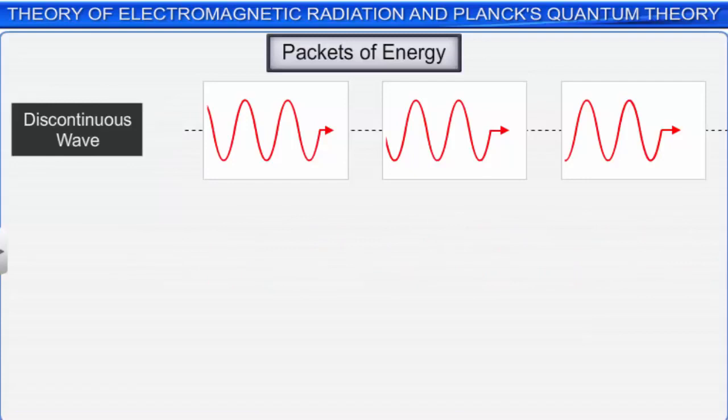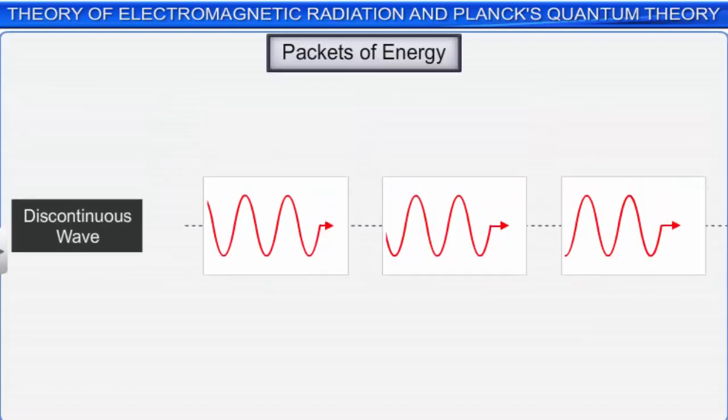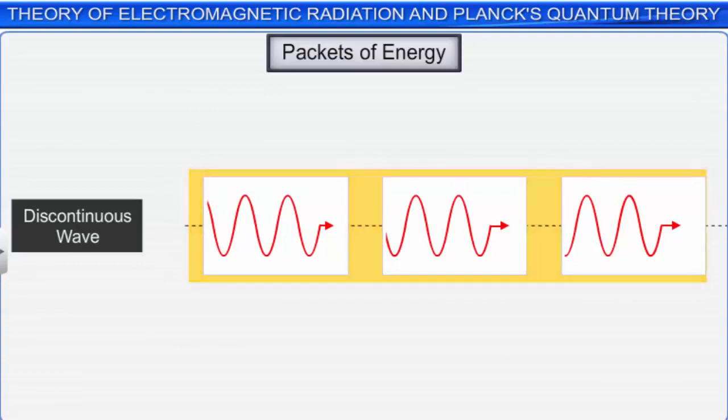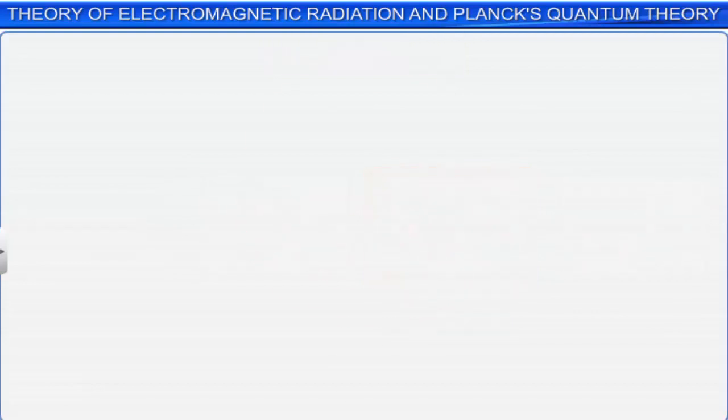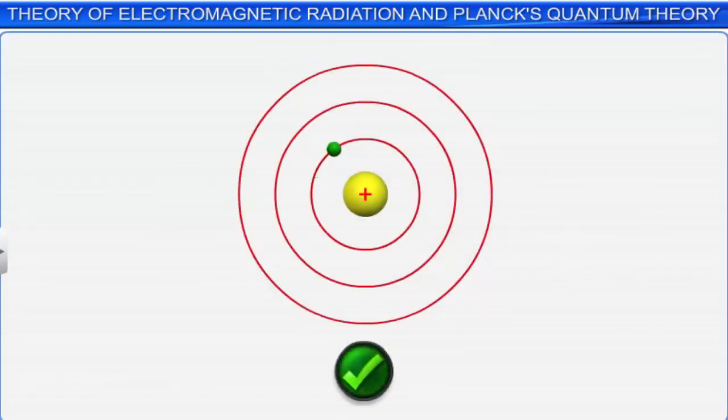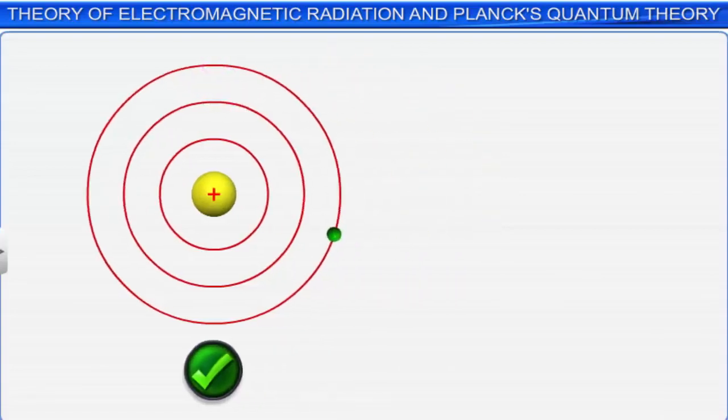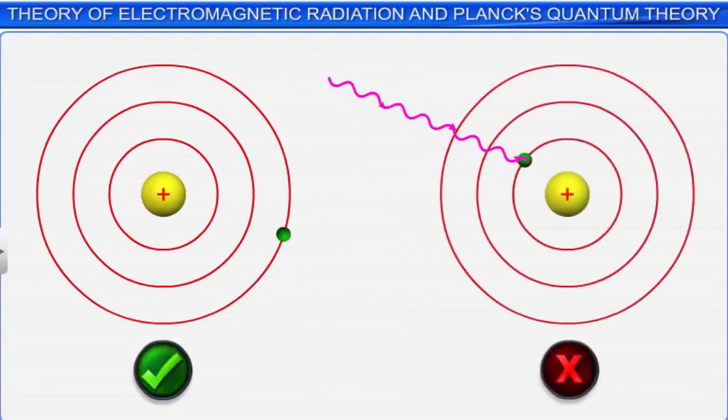Further, Planck called these discrete quantities or packets as quanta. Quantum is the smallest quantity of energy absorbed or emitted in the form of electromagnetic radiation. This means that the light radiations absorbed or emitted by atoms or molecules comprise a stream of quanta, but not continuous waves, as shown.